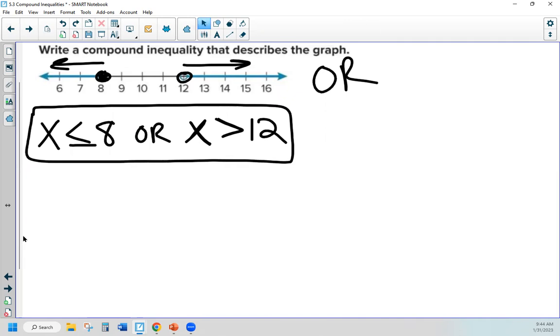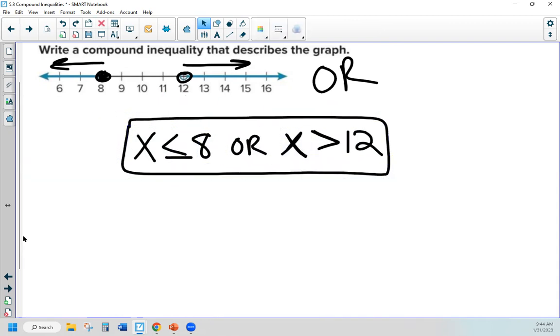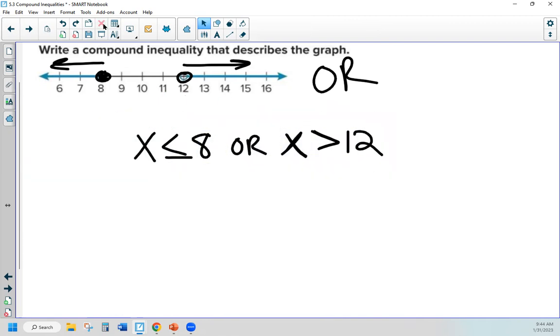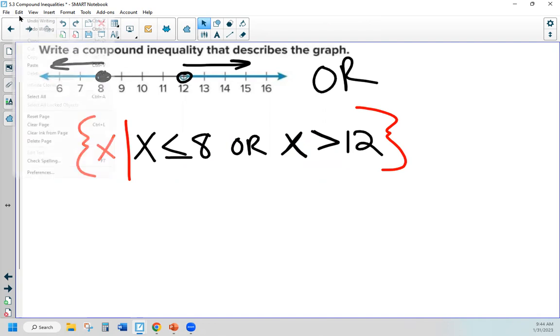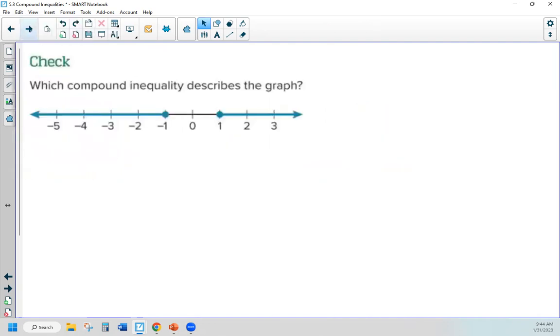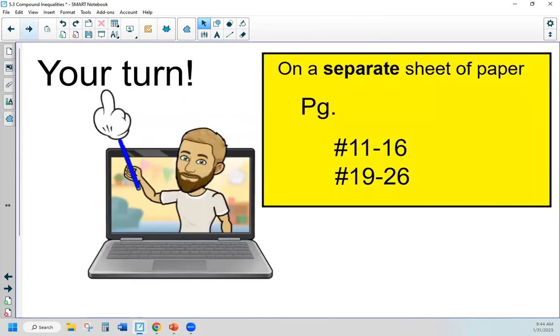Obviously, we know that we can write this in set notation. I'll go ahead and just do this. I'll do this right here. This is how it would look like in set notation. That's it. Okay, so that red part are just the symbols that will indicate that this is written in set notation. I believe this is the last one. Yep.